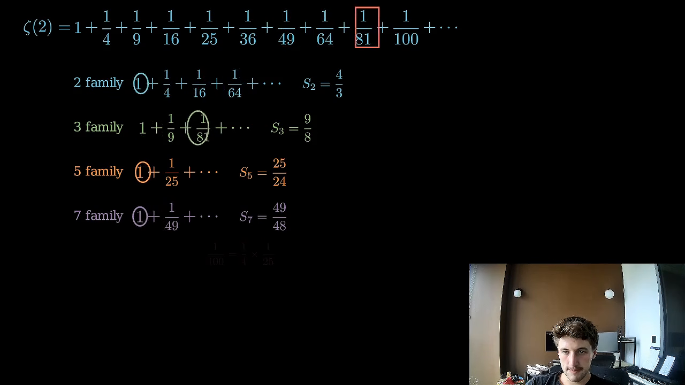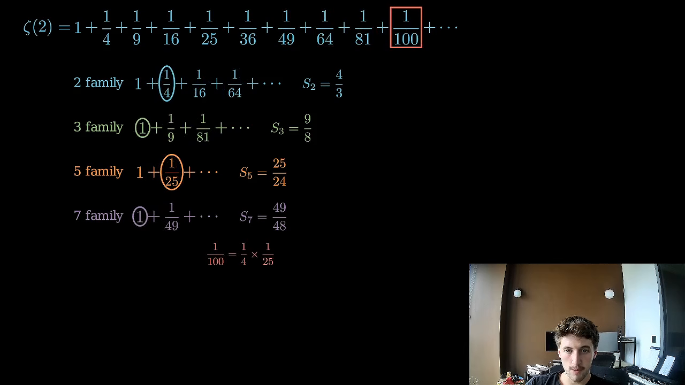And the same thing happens at 100, so we get 1 over 4 and 1 over 25 and the rest are 1. But the point is that every single term in this top equation can be created by a combination of the terms from these prime families. Obviously these primes go on for the rest of the prime numbers, but the idea is that each combination will create one of them.